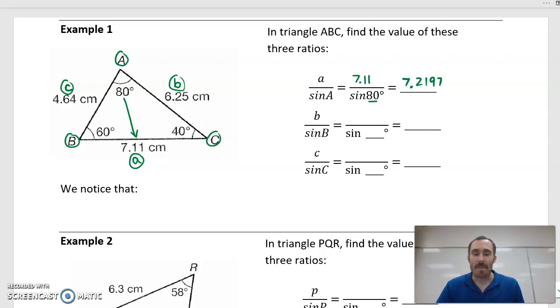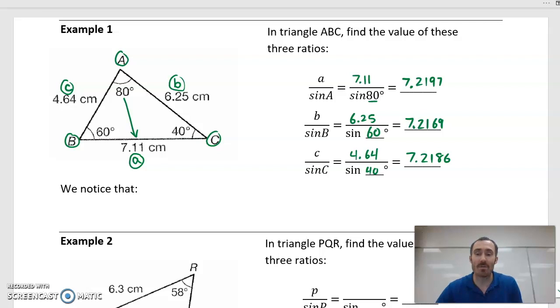For B, we're going to do the same thing. So angle B is 60 degrees. Side B is 6.25 centimeters. And when we go 6.25 divided by the sine of 60 degrees, you get 7.2169. C, same thing. 4.64 is side C divided by sine of 40 degrees. When you do that division, you get 7.2186.